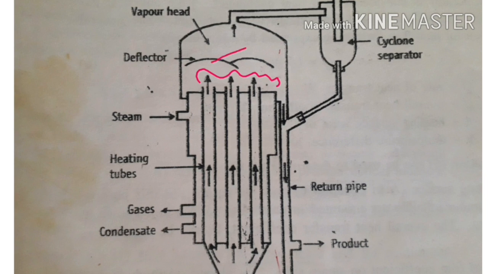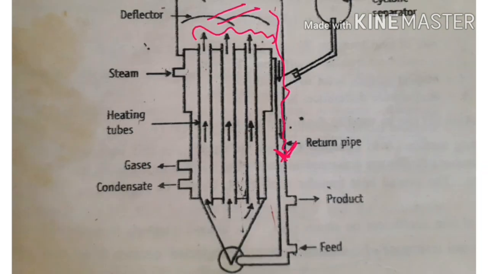Inside the vapor head there will be a deflector. This vapor head is connected to a return pipe. Here you can see the return pipe. The vapor head is connected to the return pipe, and this pipe runs downward and enters the inlet of a pump. This vapor head is also connected to a cyclone separator. So these are the important parts present in a forced circulation evaporator.